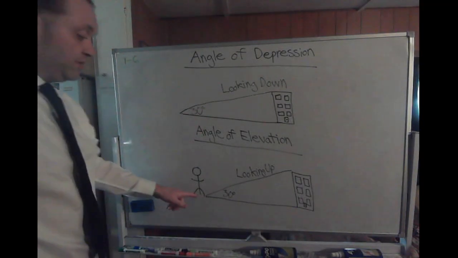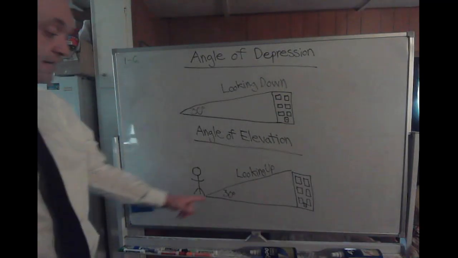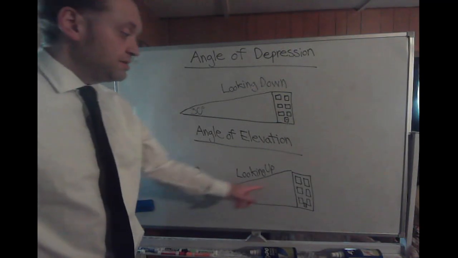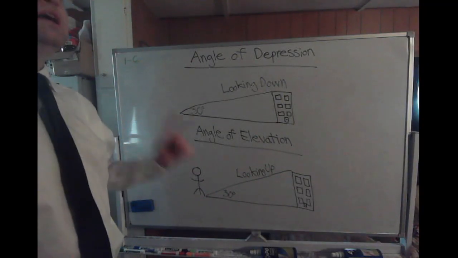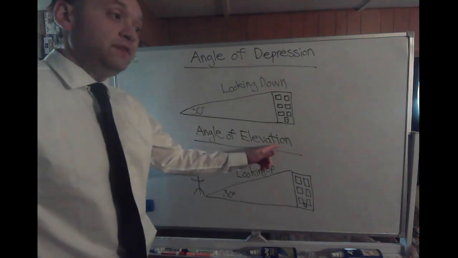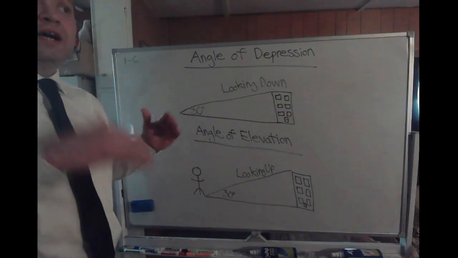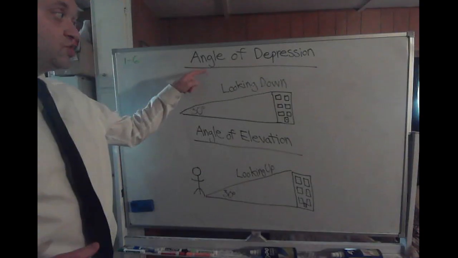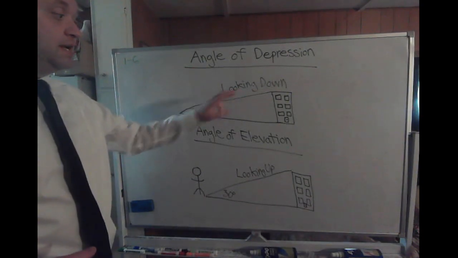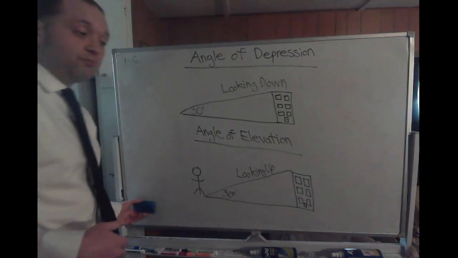Now let's say I'm on the ground, I'm going to look up at the top of the same building. It's a 30-degree angle from the ground to the top of the building, but I'm looking up this time. If I'm looking up, that is called the angle of elevation. You could think of it as the higher you go in elevation, the higher up you are. So angle of depression is from looking down upon something. Angle of elevation is looking up on something. That's how you can remember those.